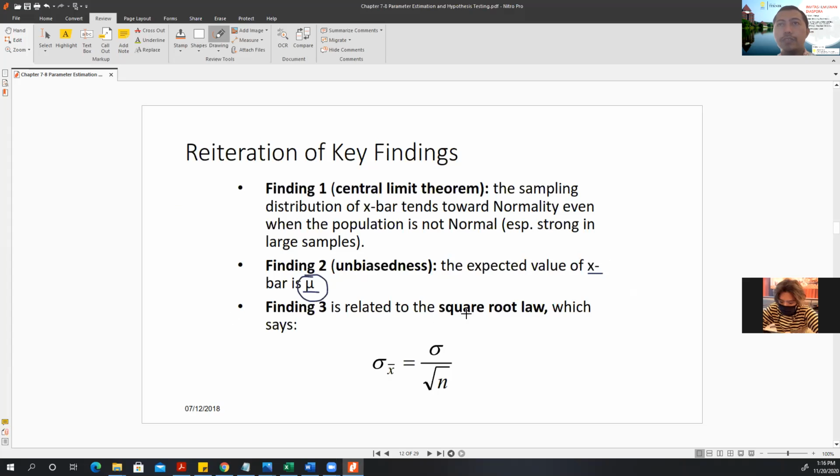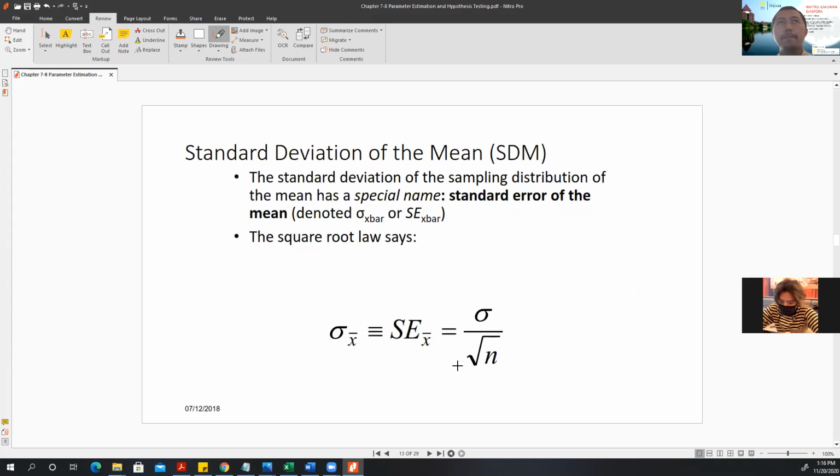Finding 3 is related to the square root law, which says that this is the standard deviation of the sample, and this is the standard deviation of the population. The relationship is: standard deviation of sample equals standard deviation of population divided by the square root of the sample size. Also, we can call this the standard error.